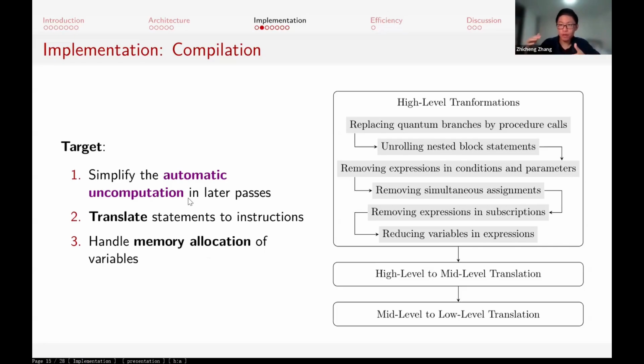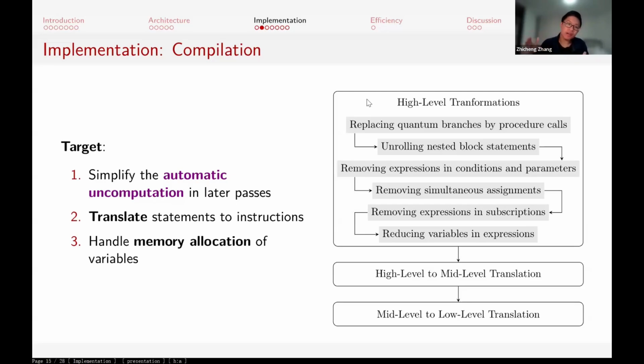And this process is inspired by the compilation of classical reversible languages. Now, what's the target of these 3 passes? So for high-level transformation, we want to simplify the automatic uncomputation in later passes. Why uncomputation is needed? Because the high-level programming language RQC++ allows you to use classical variables to specify the control of the program. And operations on classical variables can be irreversible. But we hope to use a quantum unitary to implement this whole process. So we need to make these operations reversible by introducing some garbage data, which has to be properly uncomputed.